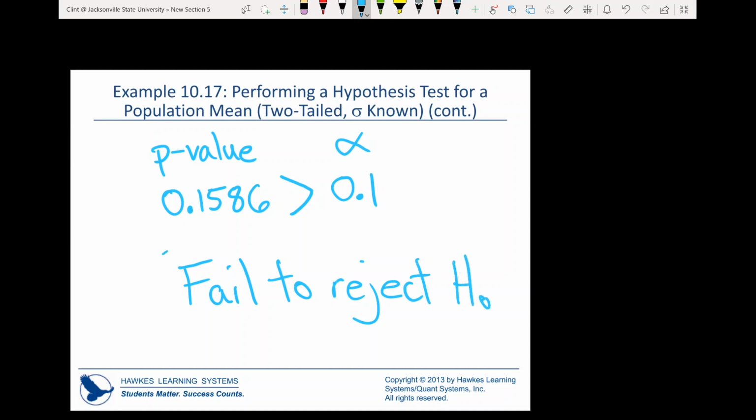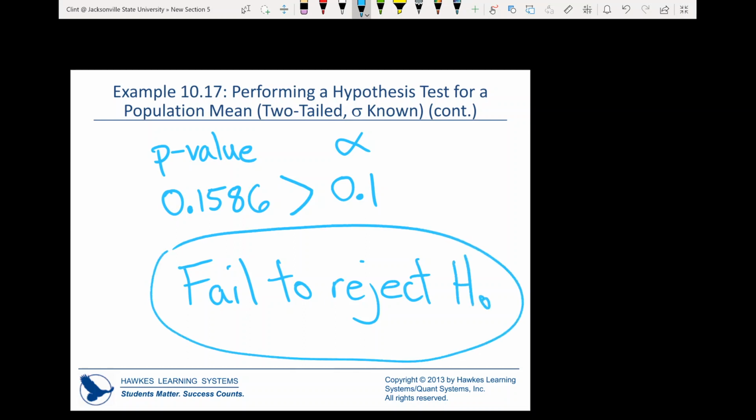Remember, this is a really weak statement. We're not saying the Global Watch group is wrong. All we're saying is that with the data we have, the evidence is not strong enough for us to reject the null hypothesis.